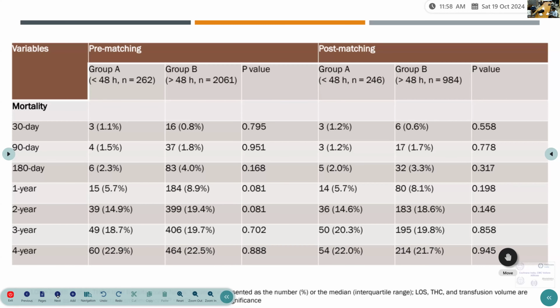So if we look at mortality for different time periods, pre-matching and post-matching, there is not much difference in any of the time periods. At 30 days, we have 1% and 0.8% mortality before matching, and it's 1.2 and 0.6% after matching. If we go down and look at 2-year, we have slightly higher mortality in group B, 14.9 in group A and 19.4 in group B, which remains similar post-matching. But none of these differences are statistically significant. All of them have a large p-value, which suggests that maybe this difference is just by chance and not attributable to the exposure.